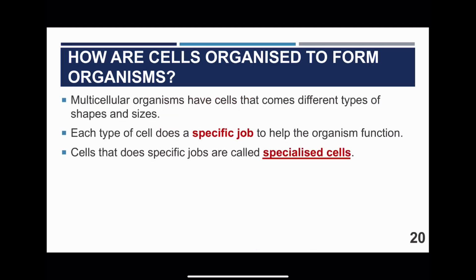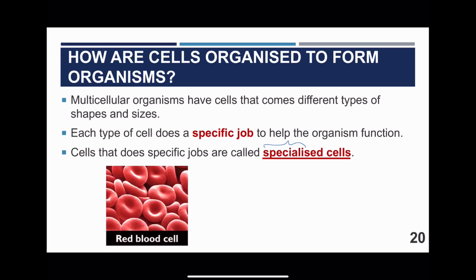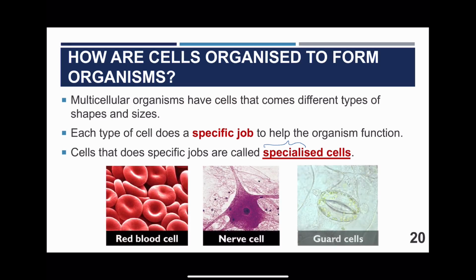So the first thing that we need to realize is that for multicellular organisms, the cells come in different types of shapes and sizes. As we have learned in the previous video, there are different cells such as your nerve cells, your red blood cells, your white blood cells, etc. And each type of cell has a specialized job, a specific job that allows the organism to function. So these cells are what we call specialized cells. Now specialized, from this word itself, you know that it means that the cells have a special function. Some of these cells are red blood cells, nerve cells, guard cells.